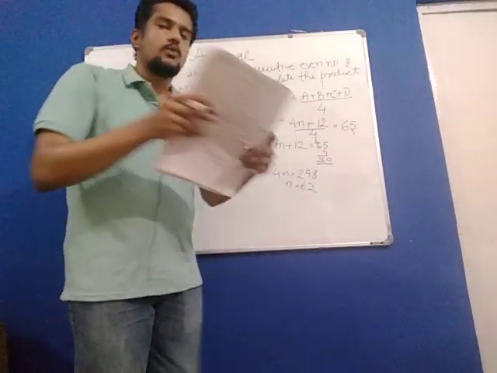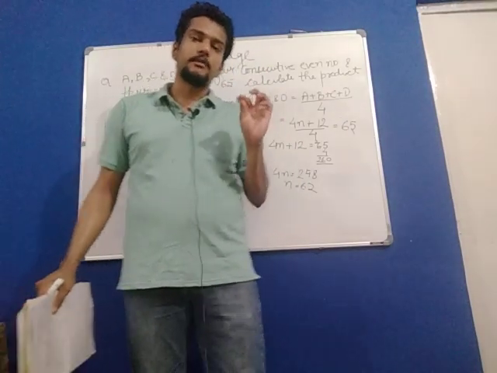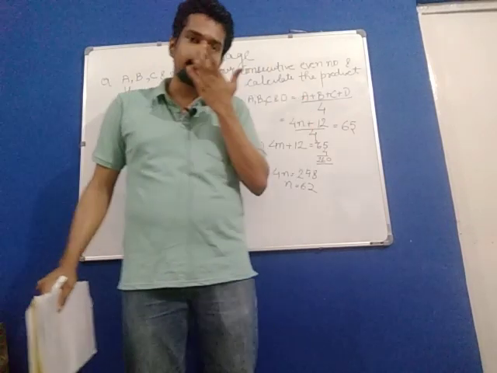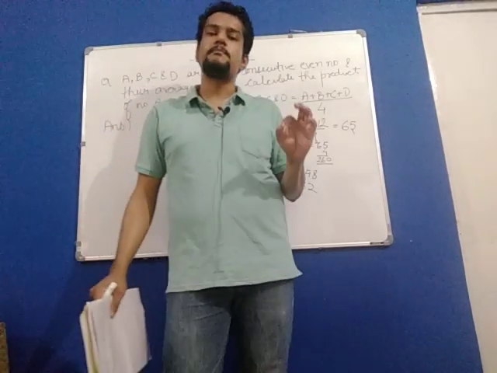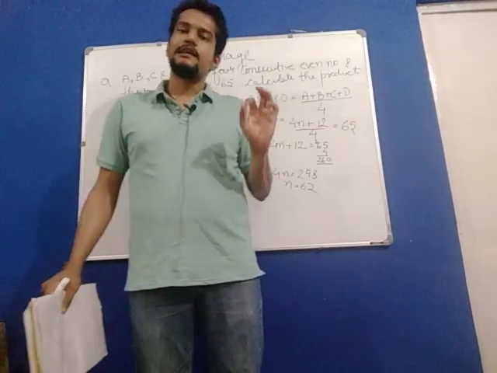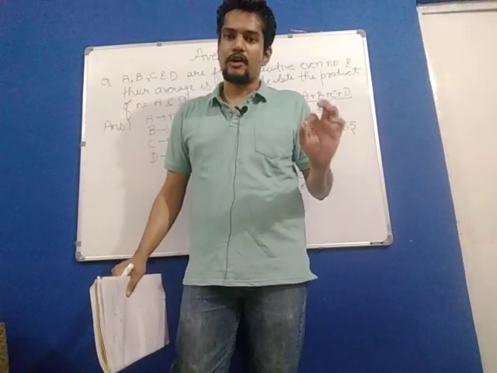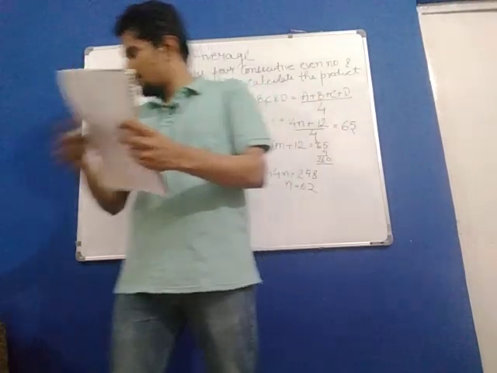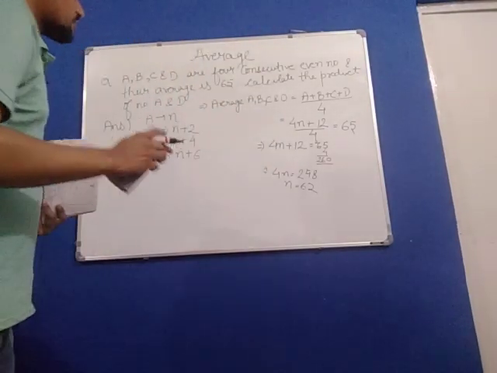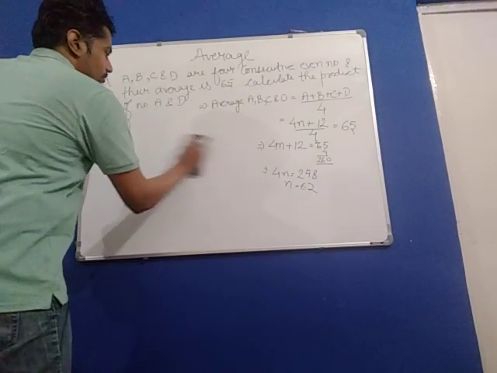Now, once we have obtained the value of n, we have basically obtained the number A. Once we know A, we know B, C and D as n plus 2, n plus 4 and n plus 6 respectively. Once we know A and D, we can easily calculate the product of the numbers A and D. Let us calculate the product of the numbers A and D. So we know that n is equal to 62. I hope it is clear.